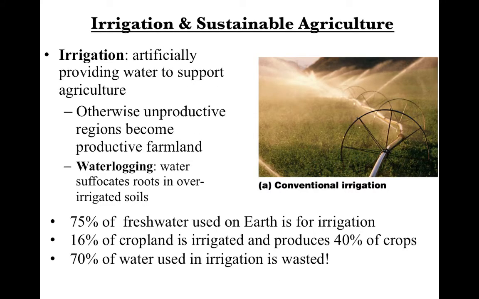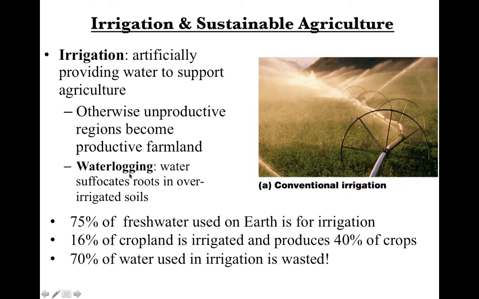We're going to move into irrigation right now. Irrigation, the loose definition is just spraying water on your crops, but it's artificially providing water to support agriculture. A large part of the world does not get enough water from rain to support crops. So there are parts of the world where otherwise unproductive regions can be turned into productive farmland.